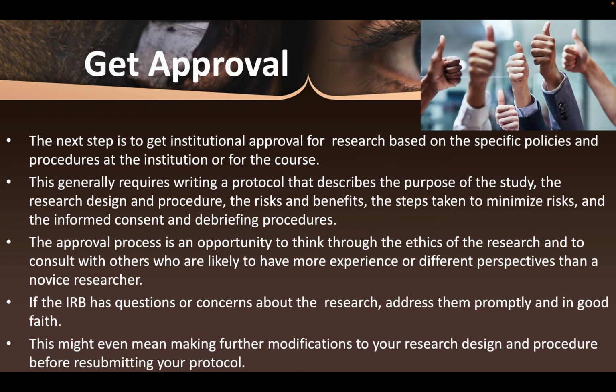The next step is to get institutional approval for research based on the specific policies and procedures at the institution or for the course. This generally requires writing a protocol that describes the purpose of the study, the research design and procedure, the risks and benefits, the steps taken to minimize risks, and the informed consent and debriefing procedures. The approval process is an opportunity to think through the ethics of the research, to consult with others who are likely to have more experience or different perspectives than a novice researcher.